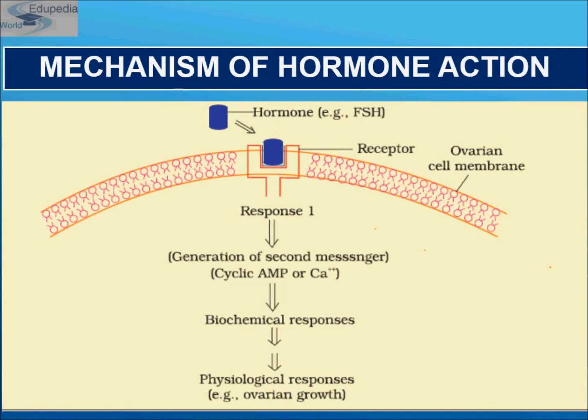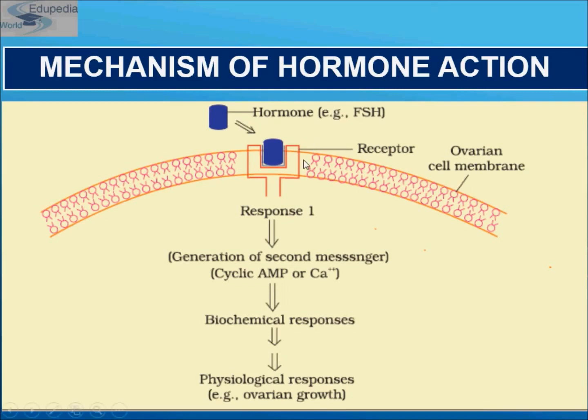Cells of the target organ have receptors. As you can see, this is a target organ, so it has a receptor on which these hormones come and bind, and only then can it induce the specific effect. Suppose this is a hormone known as FSH, that is, follicle stimulating hormone, and this is your ovarian cell membrane, and this is the receptor of the ovary. This is the hormone which goes and sits on the receptor. So cells of the target organ have receptors to which the hormone binds, and only then can it induce the specific effect.